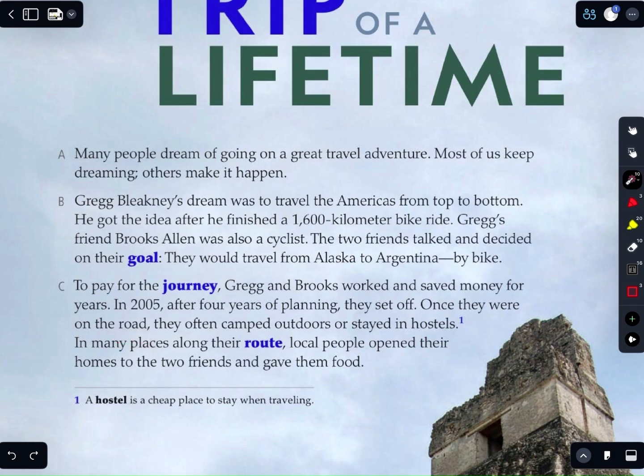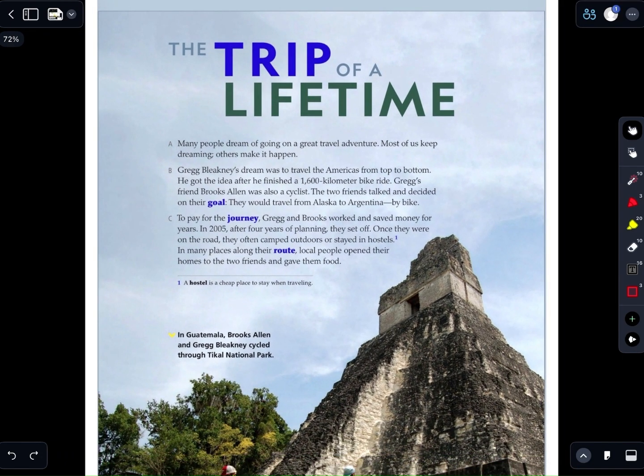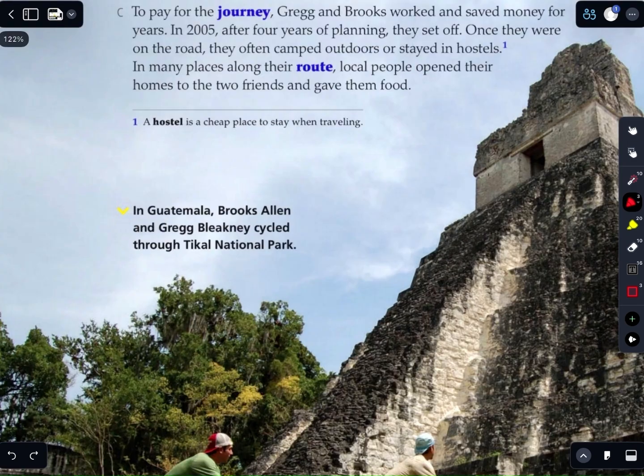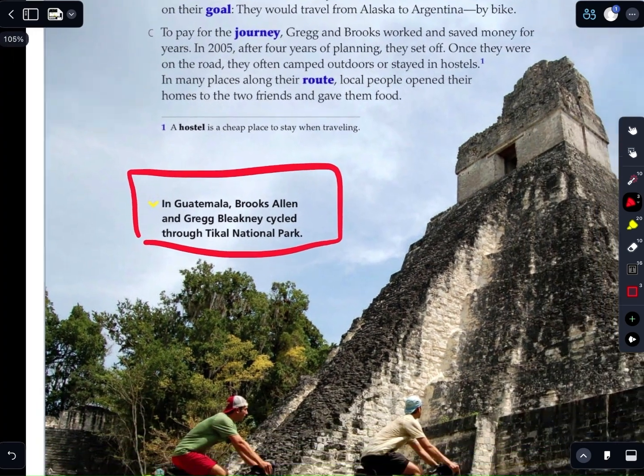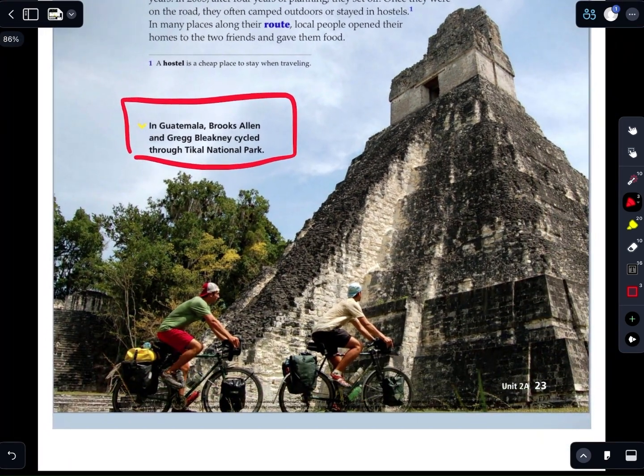Once they were on the road, they often camped outdoors or stayed in hostels. In many places along their route, local people opened their homes to the two friends and gave them food. And a hostel is just a cheap place to stay when you are traveling. In Guatemala, Brooks Allen and Greg Bleakney cycled through Tikal National Park. There we go.